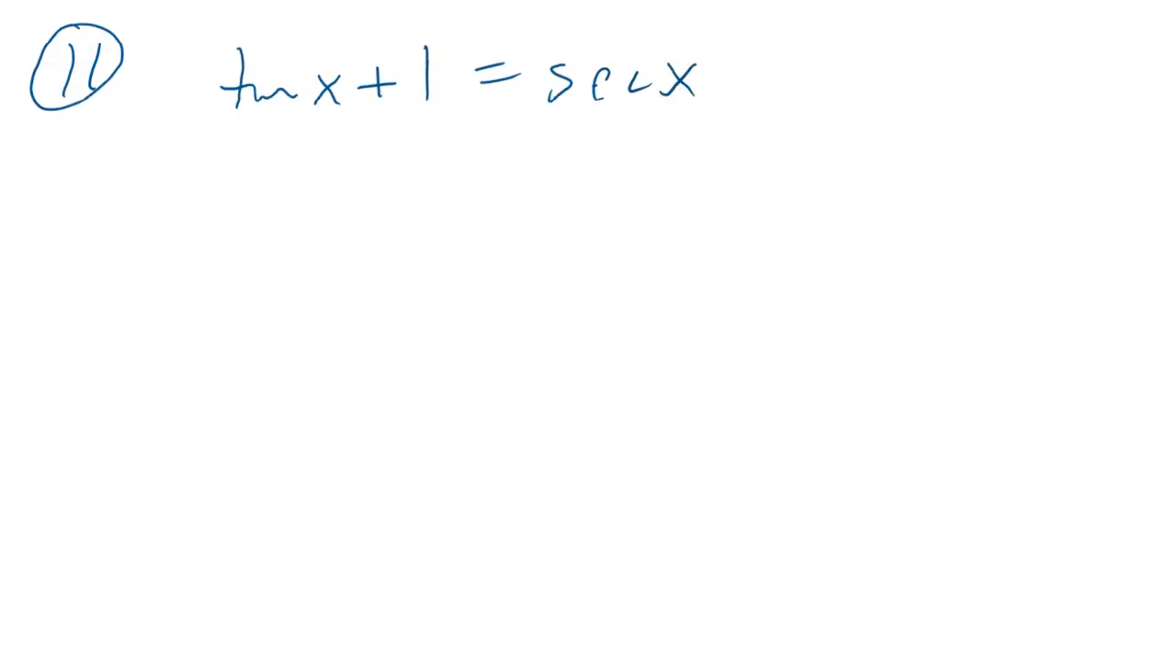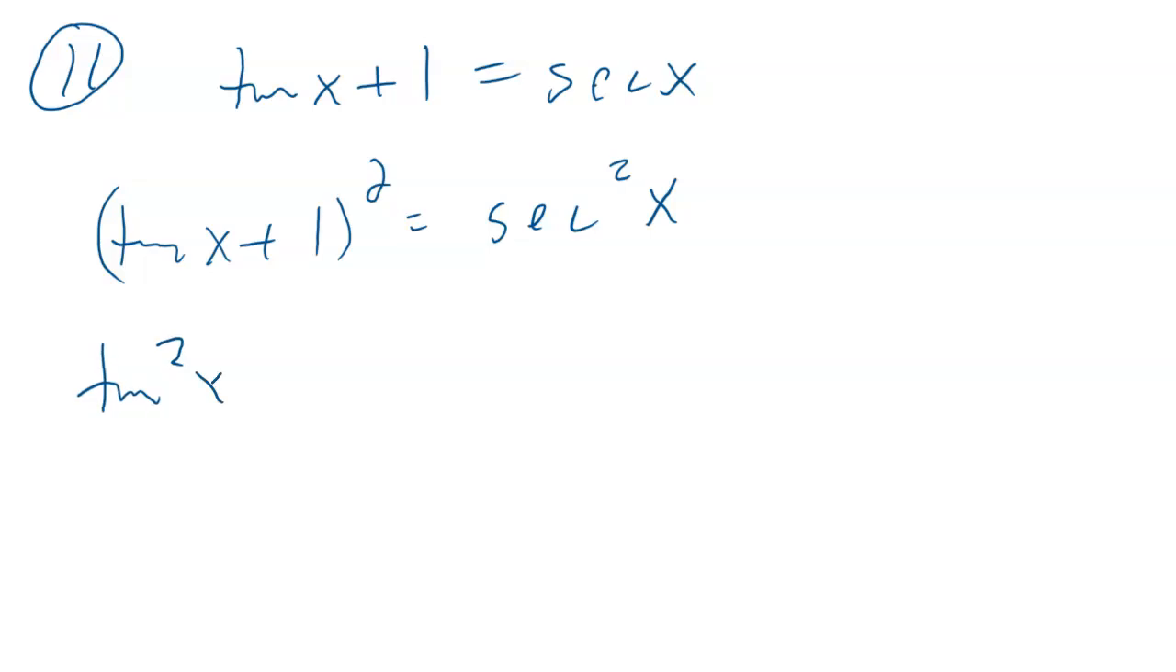All right, 11. All right, those backside pages, very challenging. Tangent x plus 1 is equal to secant x. I'm going to square both sides as we did. So I'm going to say tangent x plus 1 quantity squared is equal to secant squared x. I get tangent squared x plus 2 tangent of x plus 1 is equal to secant squared x.